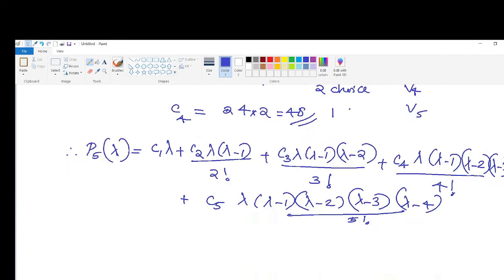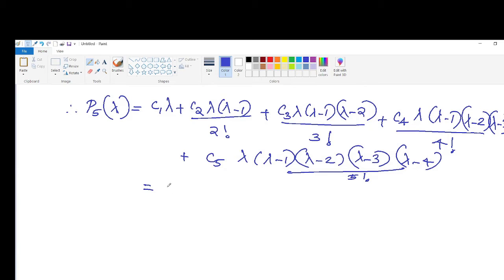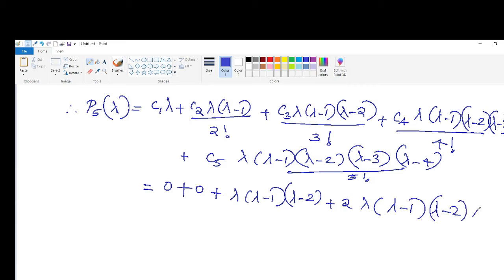Now you can substitute the corresponding values here. C1 is 0, and C2 is 0. Then C3 is 6, so 6 by 3 factorial, which is 6, cancels, leaving lambda into lambda minus 1 into lambda minus 2. Then C4 is 48, which is 4 factorial into 2, so the 4 factorials cancel. Now there remains only 2 into lambda, lambda minus 1, lambda minus 2, lambda minus 3.